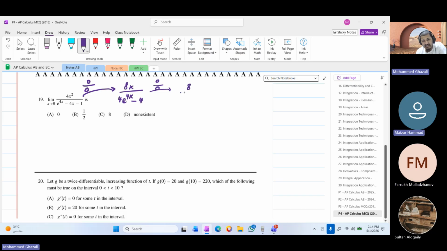You get 8 over 4 times 4, which is 16, e to the power 4x. That's it. Now substitute 0 inside. So it's 8 over 16, so 1/2. Good. Excellent. Nice.